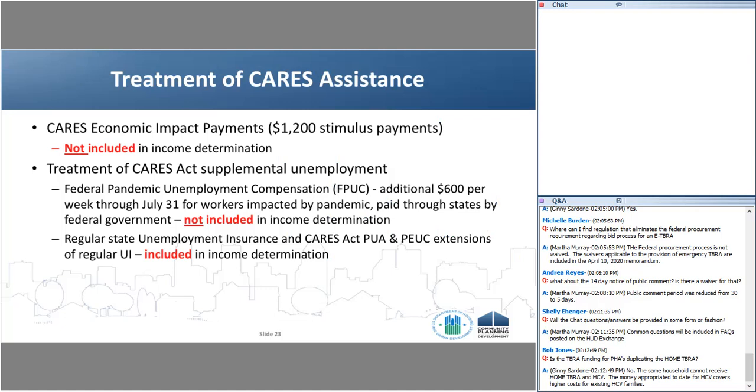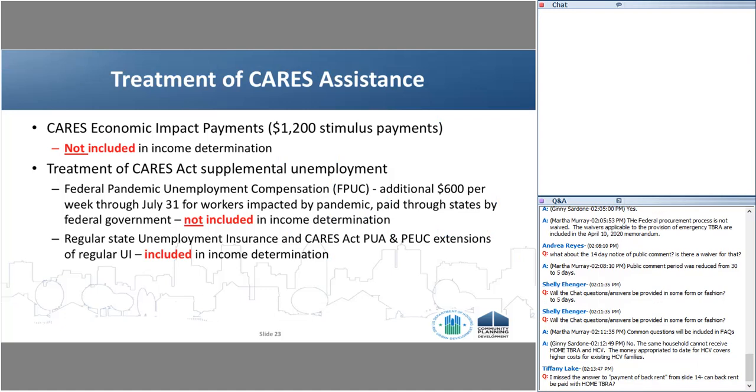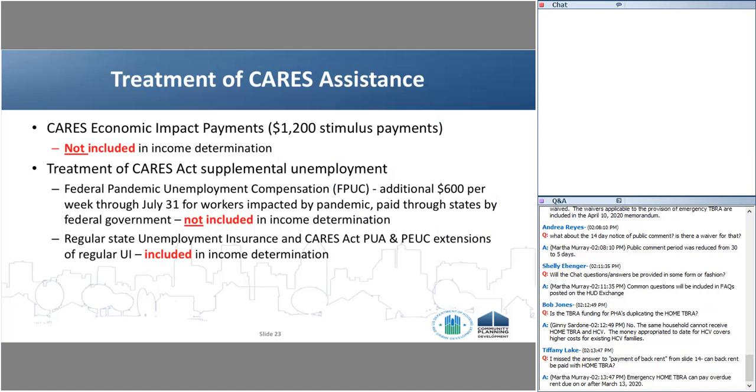The first one is the economic impact payments, what we commonly refer to as the up to $1,200 per person stimulus payments. Those are one-time benefits that are not required to be included in the projection of income to determine eligibility for HOME TBRA. I think we had made that clear previously, and that was mentioned in the April 20th webinar.